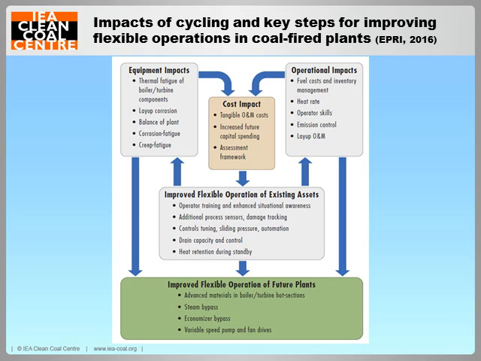Ramping results in output that varies between full and minimum levels in order to follow changes in generation demand. Now, cycling a coal-fired plant puts a strain on the boiler and increases the risk of operation and maintenance problems. The conversion of baseload plants to cycling units and the extension of intervals between scheduled outages is changing power plant operations as well as maintenance programs. The impact of cycling and key steps for improving flexible operations in coal-fired plants is shown in this slide. And of course, all that comes at a cost.